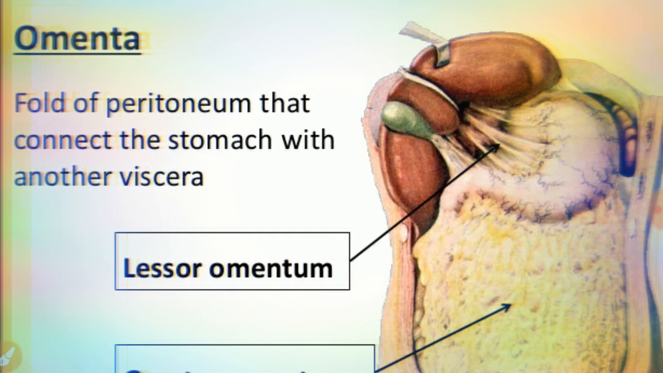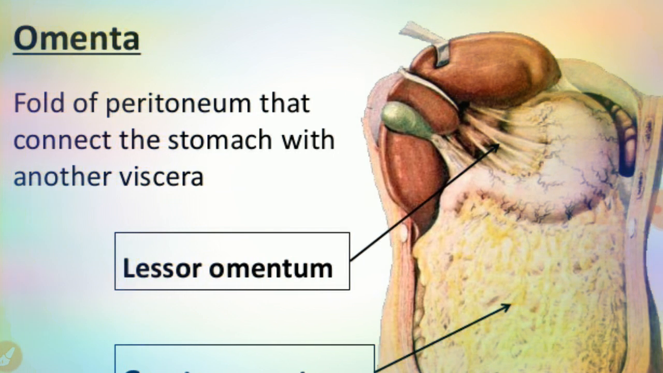There are five major peritoneal folds. First one is the greater omentum, second one is the falciform ligament, third one is the lesser omentum, fourth one is the mesentery, and fifth one is the mesocolon. Before knowing the peritoneal folds, we have to know what is the meaning of the omenta.